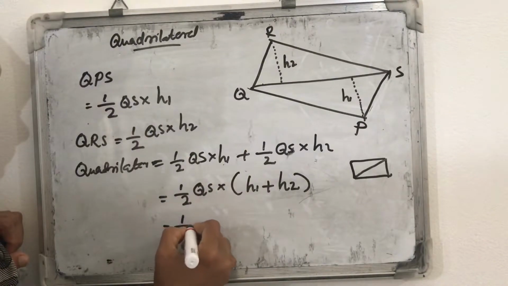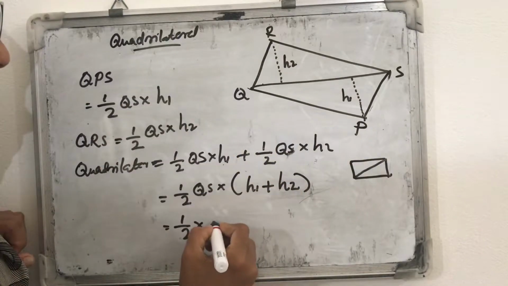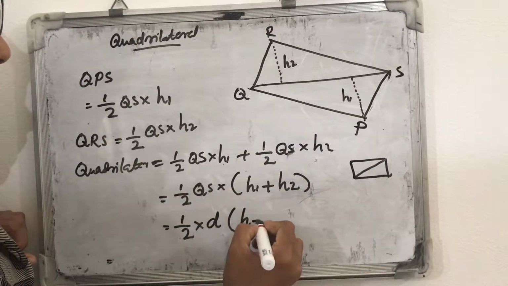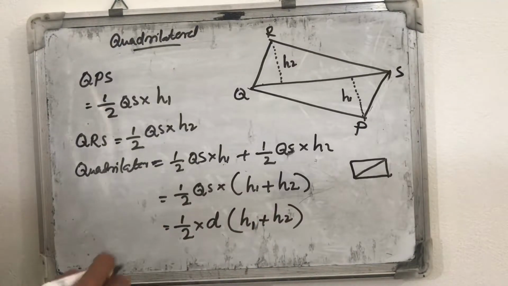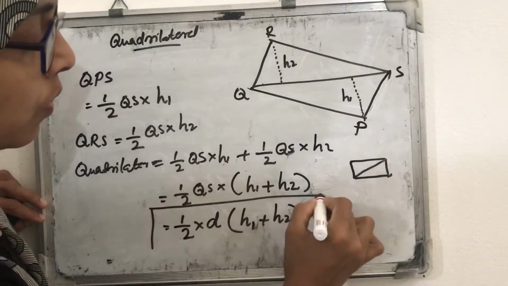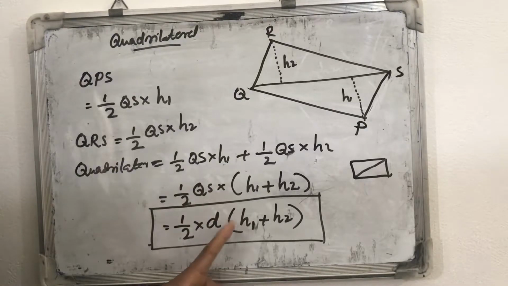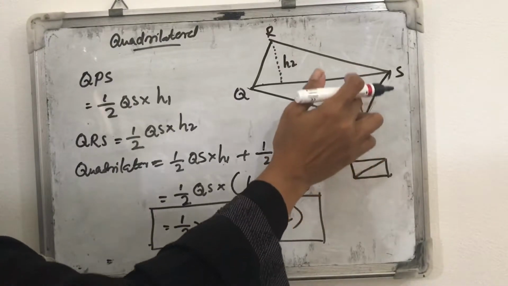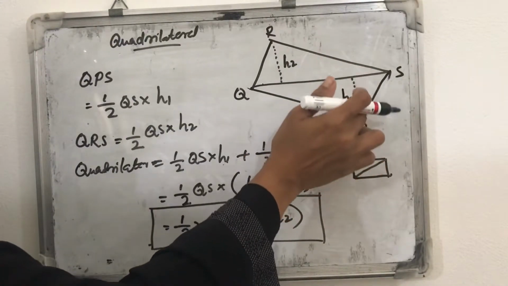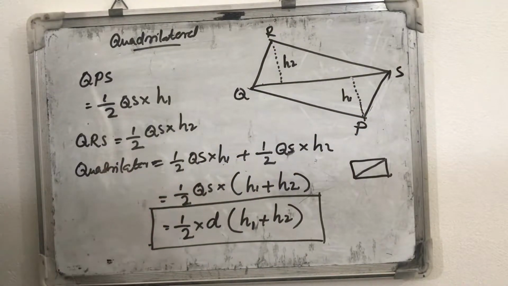So that is half into QS, this length, which we can take as the diagonal D, half into D into H1 plus H2. So this is the equation for finding the area of a general quadrilateral: half into diagonal into H1 plus H2, where H1 and H2 are the heights of these two triangles, the height of these vertices from the base. So this is the equation for finding the area of a general quadrilateral.